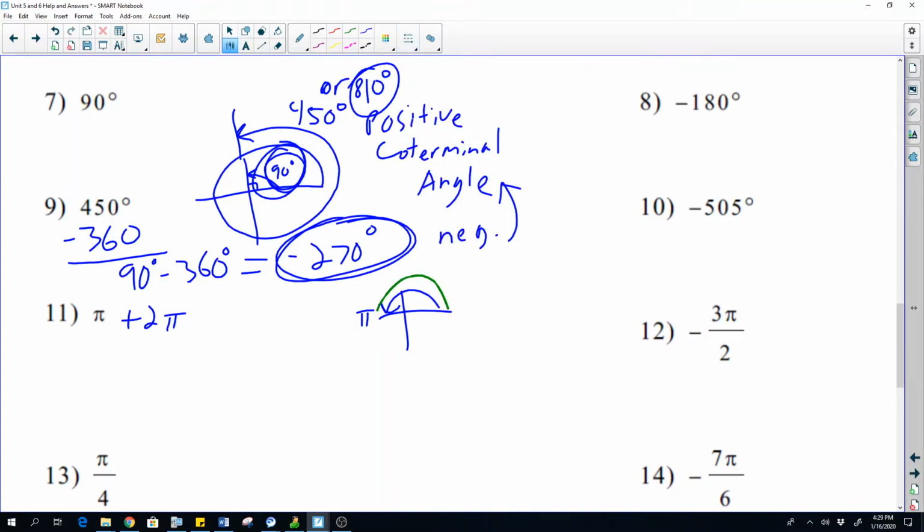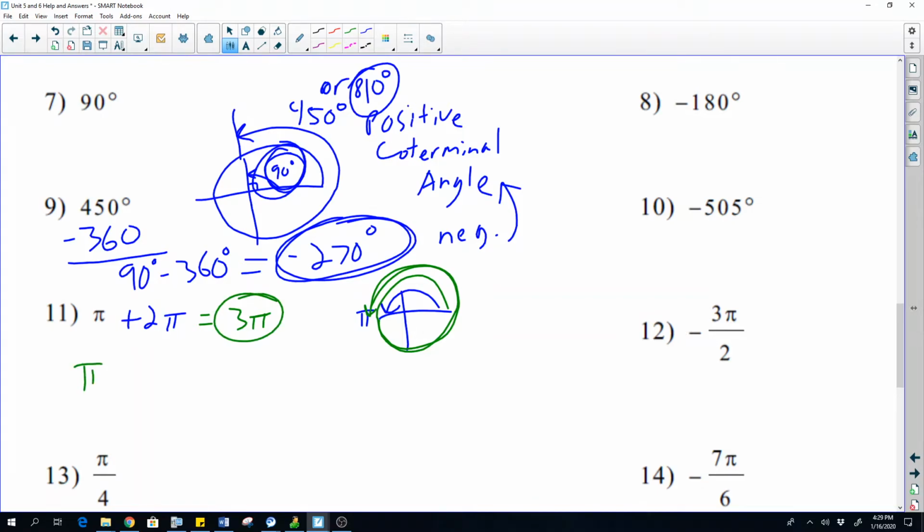So there's pi, and there's 2 pi, and now we finish off here again at pi, but it's going to be 1 pi, 2 pi, 3 pi, and 1 pi plus 2 pi is 3 pi. So that's our answer in radians.